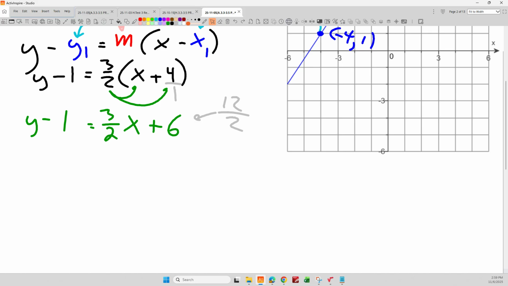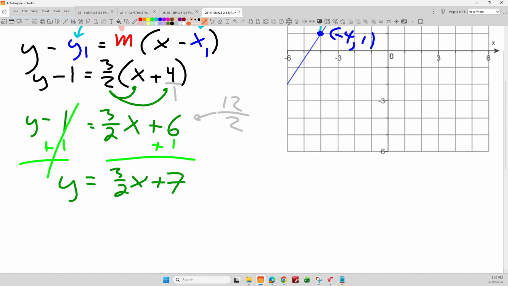Okay, so if we add 1 to both sides, we get our final answer. Y equals 3/2 x plus 7. There's our line in slope-intercept form. Good? Okay, go try one.